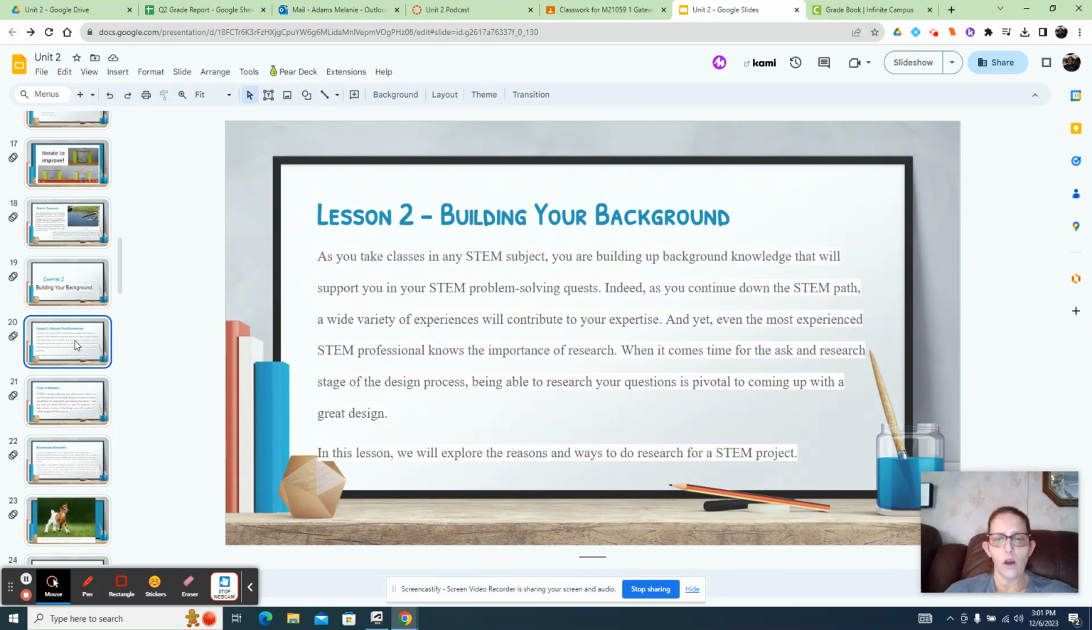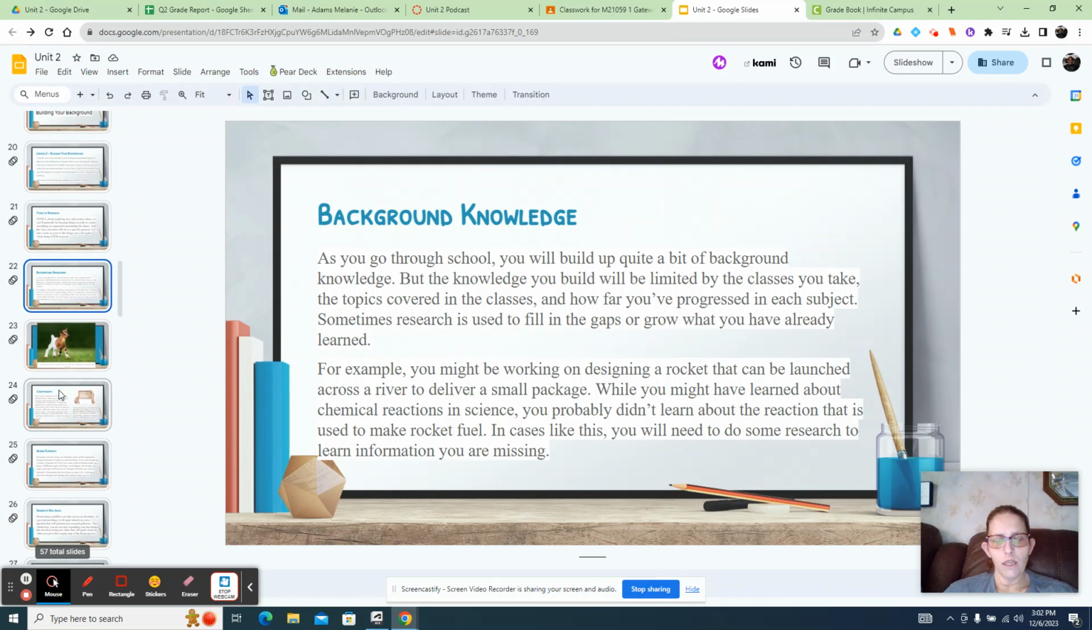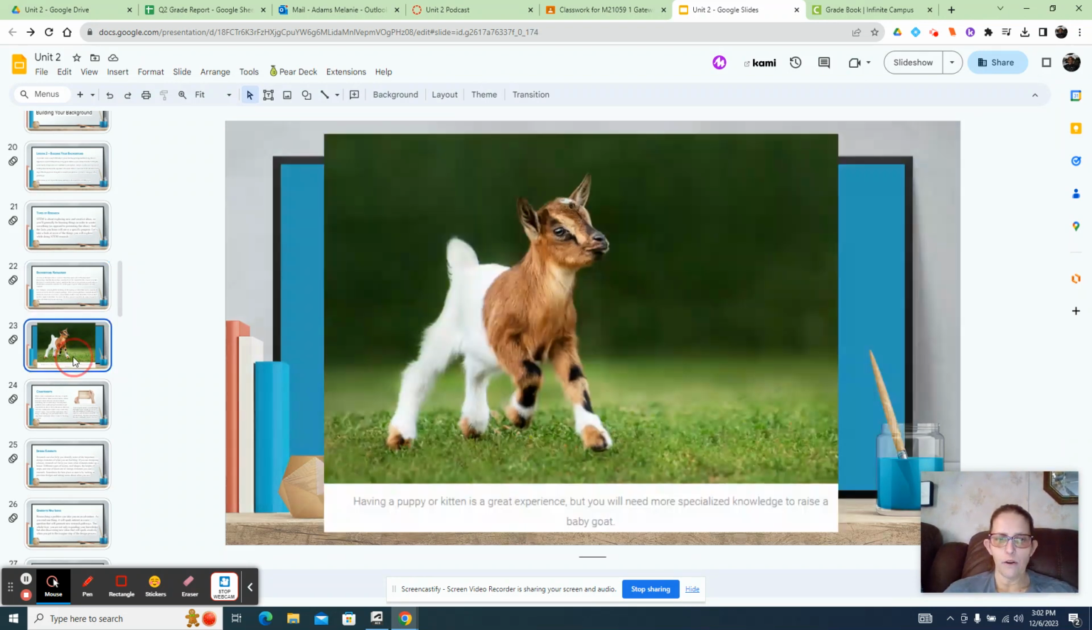Reasons and ways to do research for STEM projects. STEM is about exploring new and creative ideas, so you'll generally be learning things in order to create something as opposed to presenting the ideas. The facts you learn will serve a specific purpose. Your background knowledge, what you already know, is going to help you. Sometimes research is used to fill in the gaps or grow what you already know. So it's important to do background research to add to the information you already know.